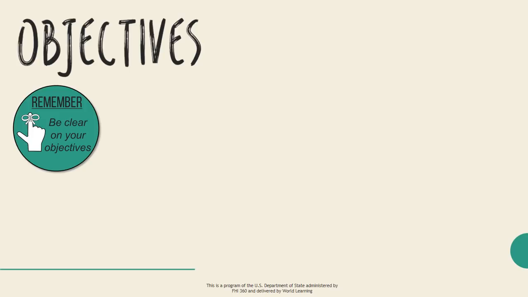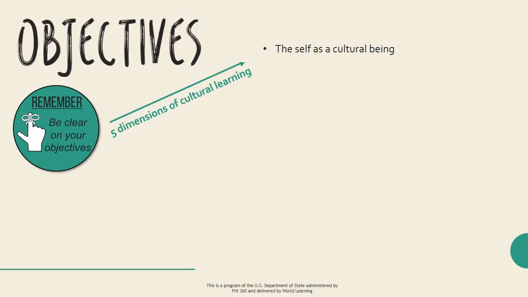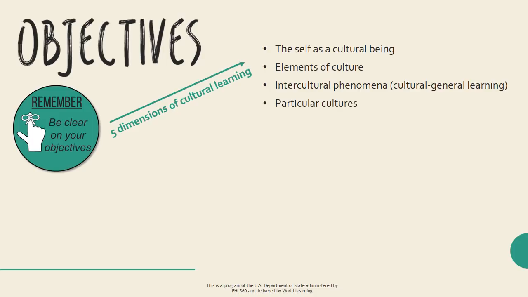Objectives. As with any lesson, we need first to be clear on our objectives. What do we want our students to learn? To help you define your objectives for your lessons on culture, consider which of the five dimensions of culture learning you want your students to learn about. The self as a cultural being, elements of culture, intercultural phenomena, that is, cultural general learning, particular cultures, or acquiring strategies for learning about culture.